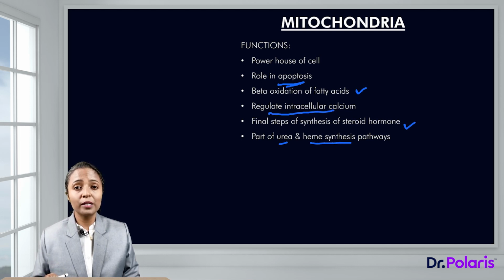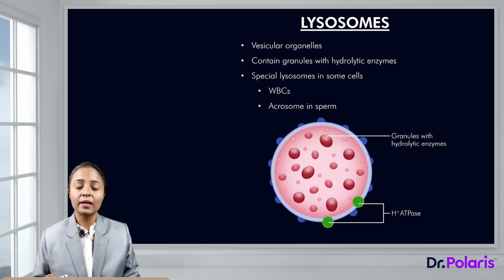So next time, if anybody asks you the function of mitochondria, don't say only powerhouse of the cell. It has various other functions as well. Next organelle is lysosome, where degradation of waste products takes place. So for degradation to occur, there should be certain enzymes which hydrolyze the products. So yes, this lysosome contains granules with hydrolytic enzymes. Also, these hydrolytic enzymes actually act in an acidic environment, and there is a hydrogen ATPase pump present on the membrane of lysosomes, which maintains the acidic environment in the lysosomes.